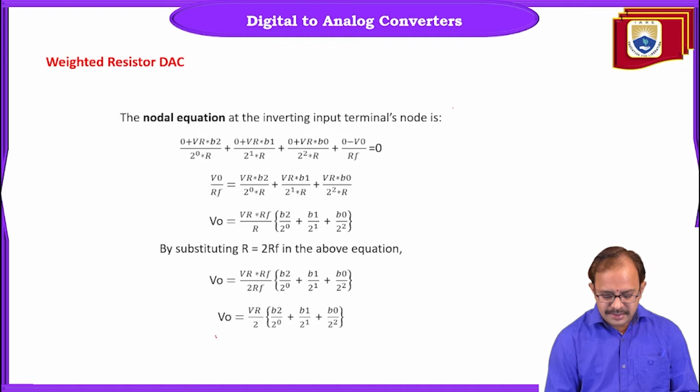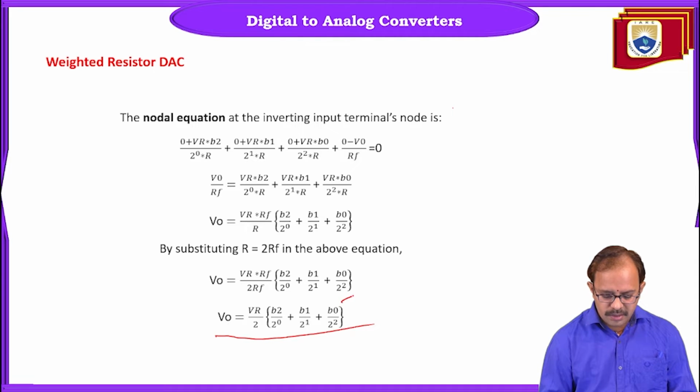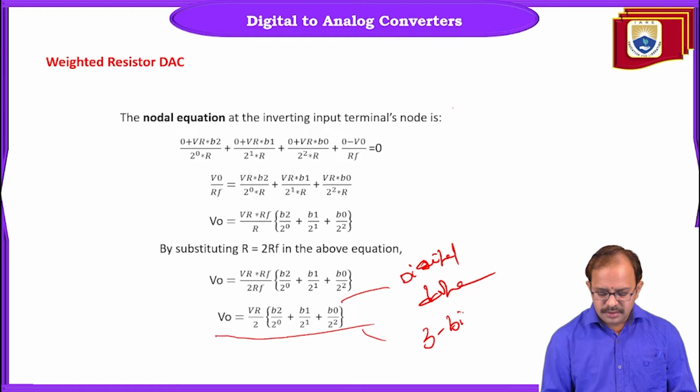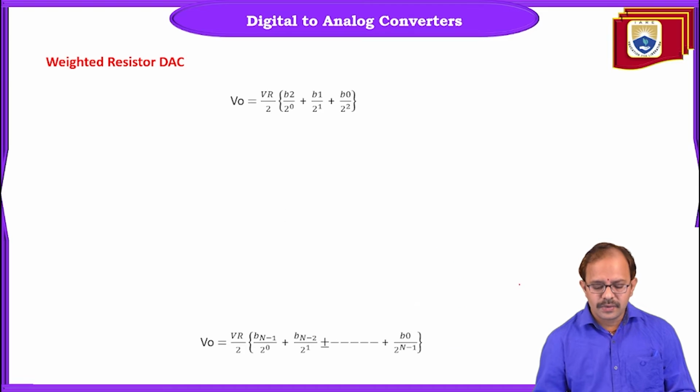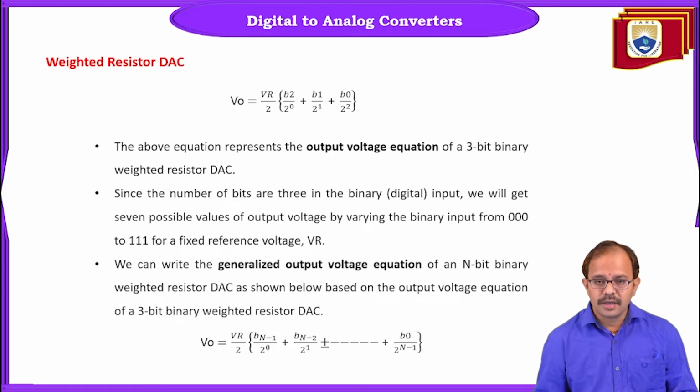We are able to express this output voltage in terms of the reference voltage and the binary data, where B0, B1 and B2 are the binary or digital data. This is an example for 3-bit operation. And later we generalized this expression for the digital to analog converter.